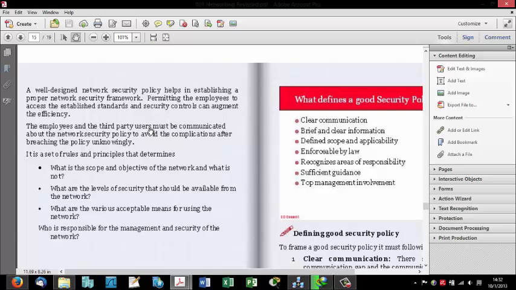So it is a set of rules and principles that determines what is the scope and objective of the network and what is not. What are the levels of security that should be available from the network? What are the various acceptable means for using the network?